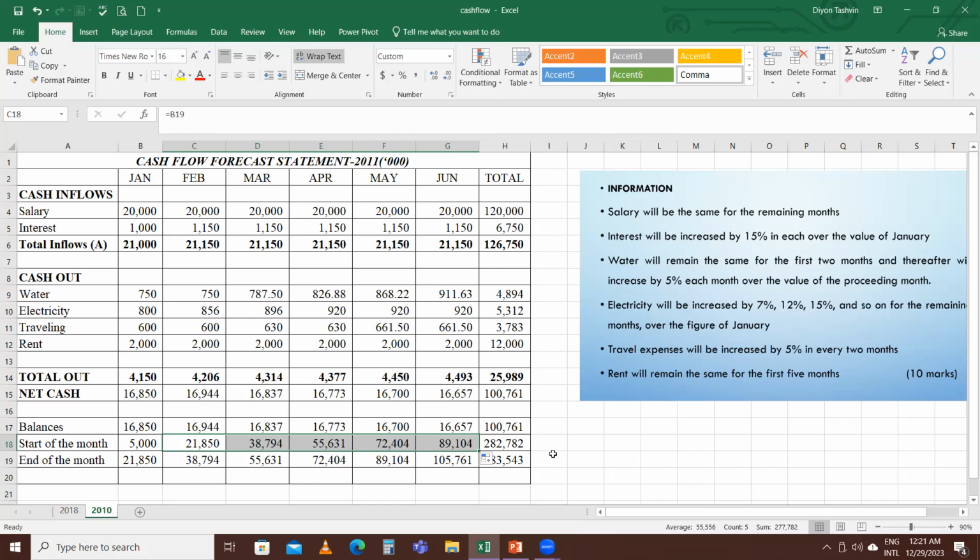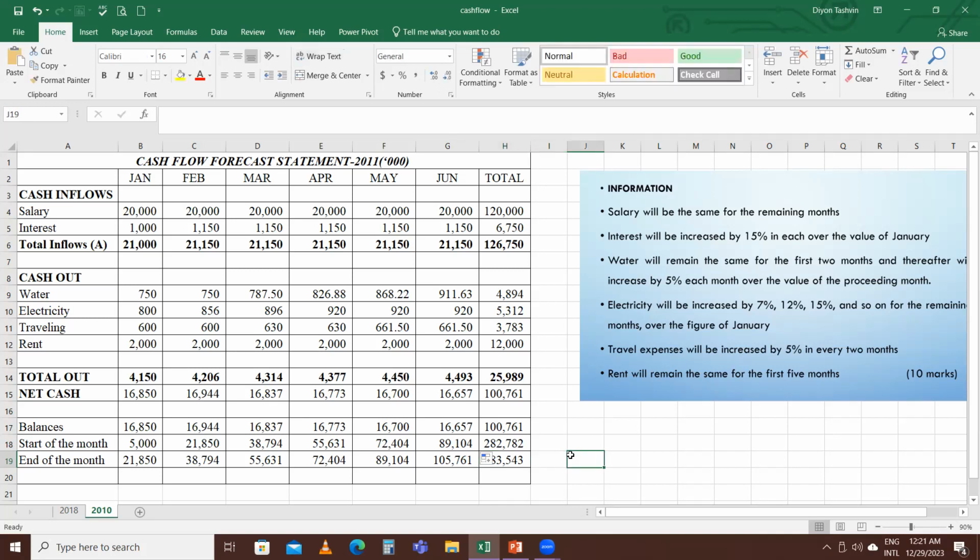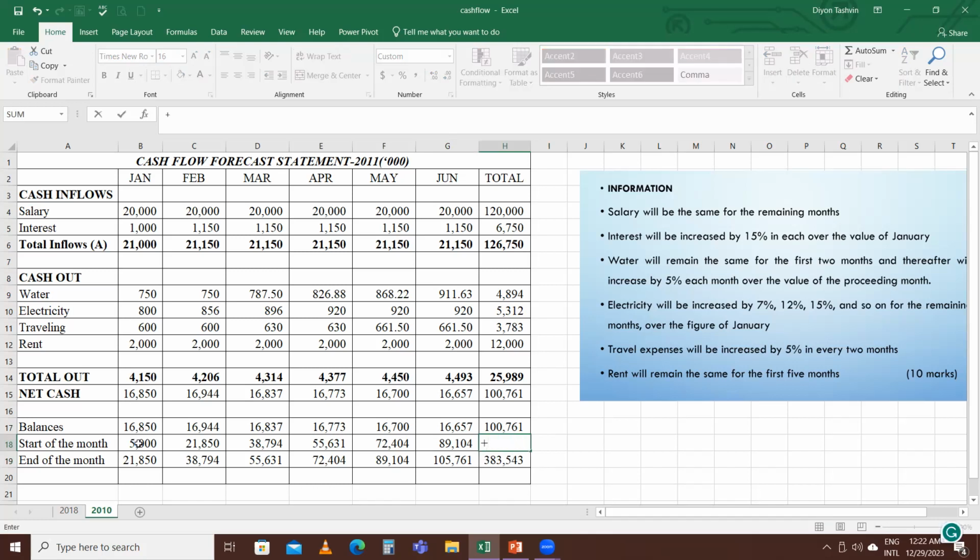Now here, there is another indication. Here, the ultimate balance should be 105,000. But here you can see in the total column, it has added up to 383,543, which means it is incorrect. So here, as the opening balance, you should refer the opening figure in the January month.